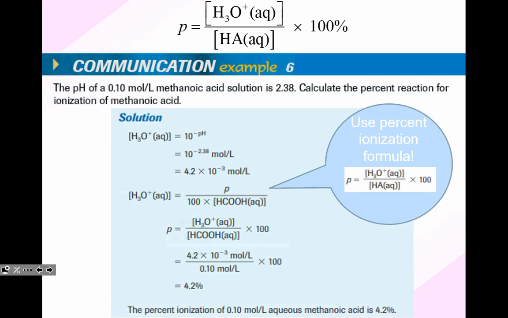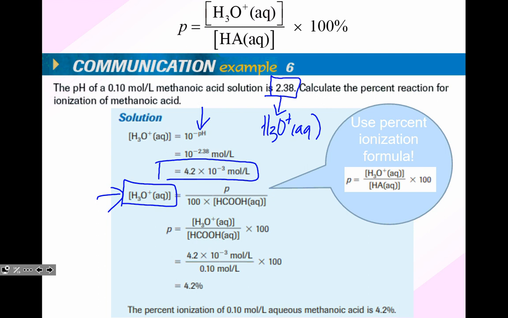All right, so here's an example. The pH of a 0.10 moles per liter methanoic acid solution is 2.38. Calculate the percent reaction for the ionization of methanoic acid. The first thing you're going to do is change this number to the concentration of your H3O+. You do that by simply going 10 to the negative pH. So 10 to the negative 2.38 moles per liter is going to give you 4.2 times 10 to the negative 3 moles per liter.